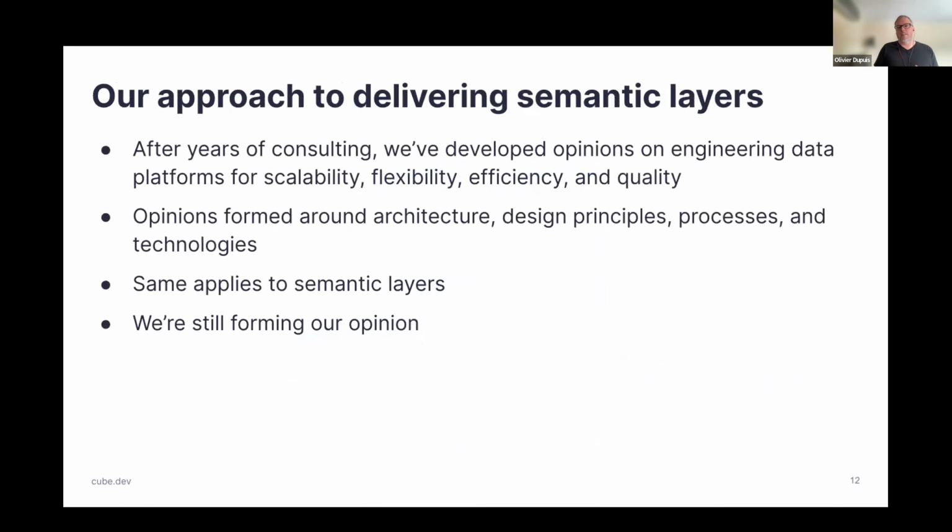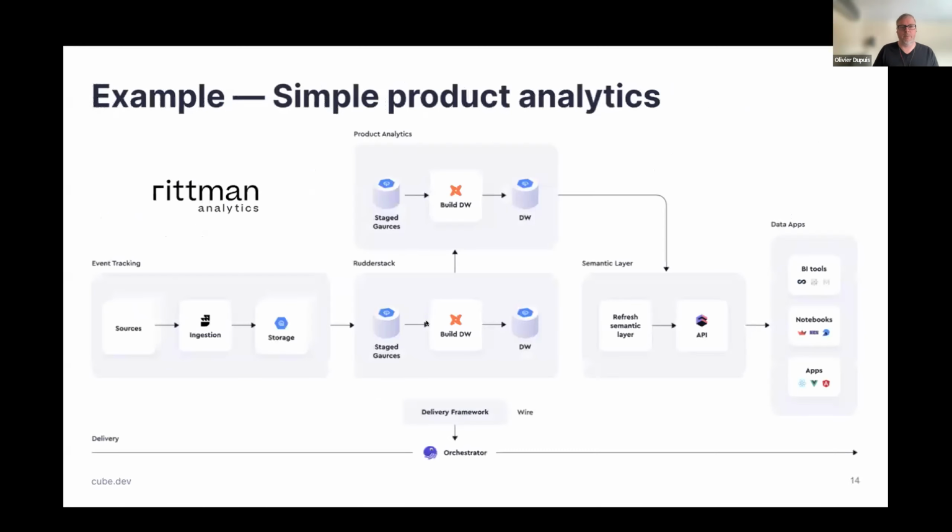Our approach, again re-saying what I was telling earlier, is really based on our opinions on engineering data platforms, which optimize for scalability, flexibility, efficiency, and quality. That still applies to the semantic layer. This is not a new layer, but it is something that is evolving fast, so we're still forming an opinion on top of it. So that's the example that we'll go through for that abstraction that I was showing.